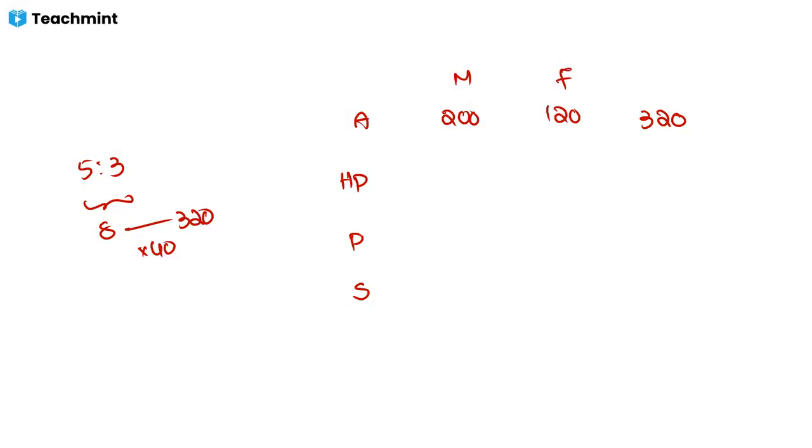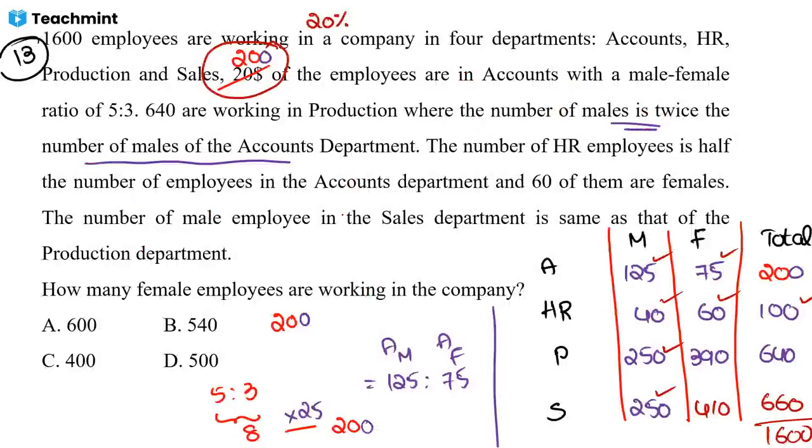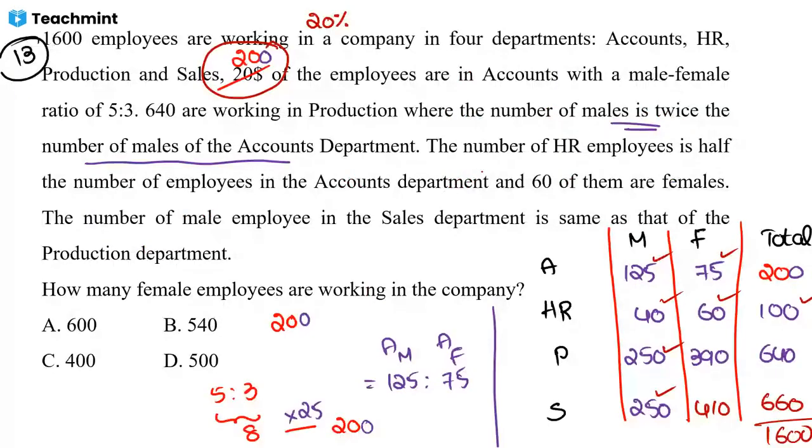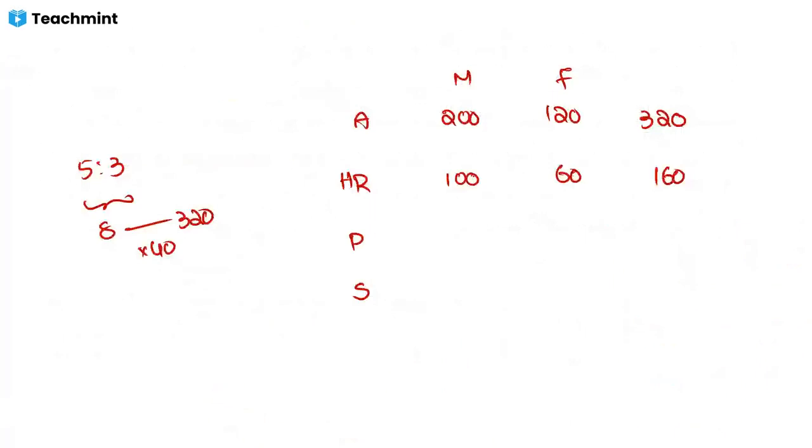And half of the employees in HR department. HR is half of the employees in account, so 160. Out of the 60 here, this is 100. Cool. Then they said production twice the males in account, so it is 400. And total production is 640. Then this is 240. Okay. So till now, females are only 420 as of now.